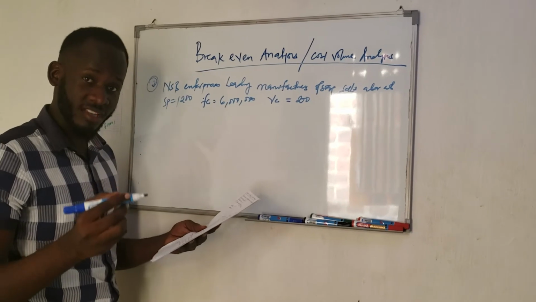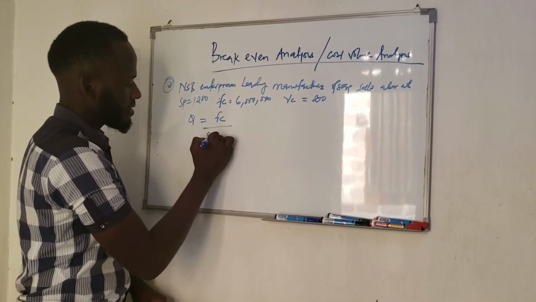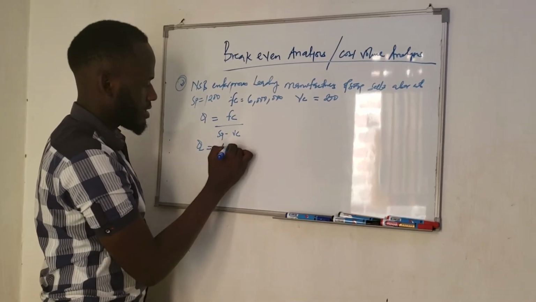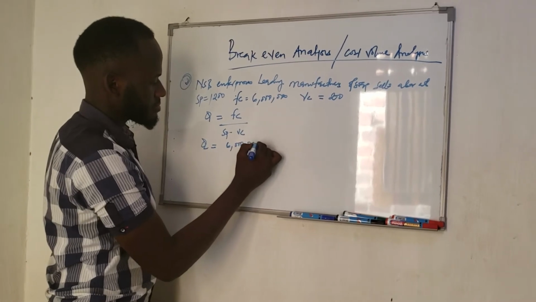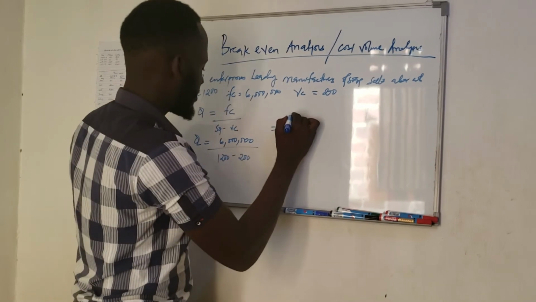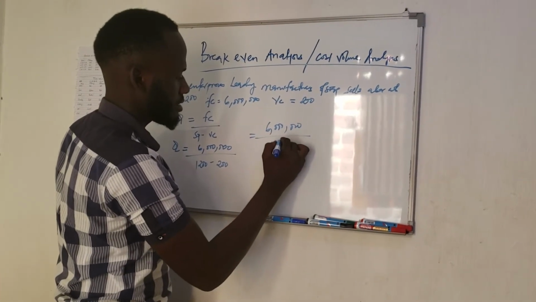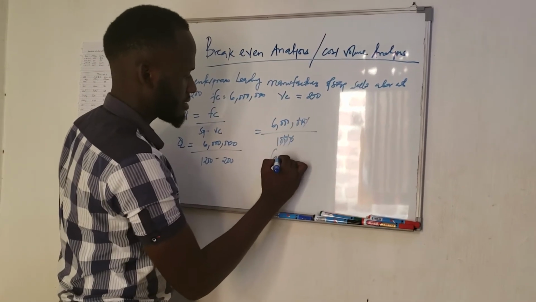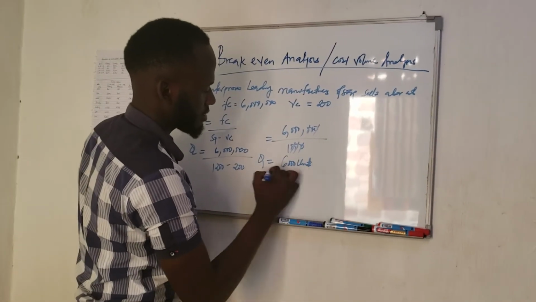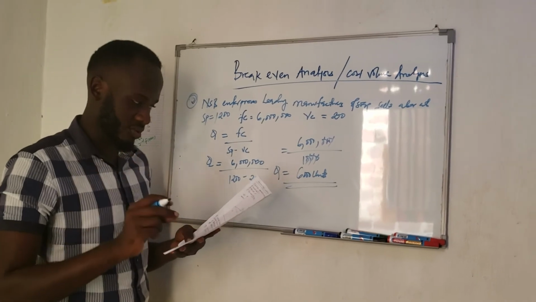So the output at break-even point is given by Q is equal to FC over selling price minus VC. We shall have our Q is equal to our fixed cost, 6M, over 1,200 minus 200. This will give us 6 million over 1,000. So cancel with this, we shall remain with 6,000 as our quantity. This is given in units. Now that is the output.